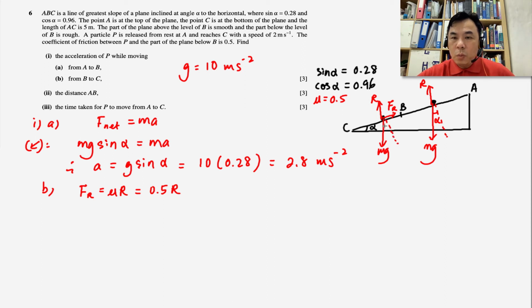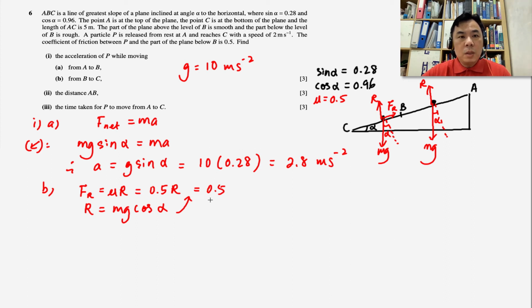The same way, we are going to resolve the forces perpendicular to the slope. By resolving the forces perpendicular to the slope, we find that R is equal to mg cosine alpha. And then from there, we can substitute it into here. We will get 0.5 mg cosine alpha. Do we have the m? Do you have the g?